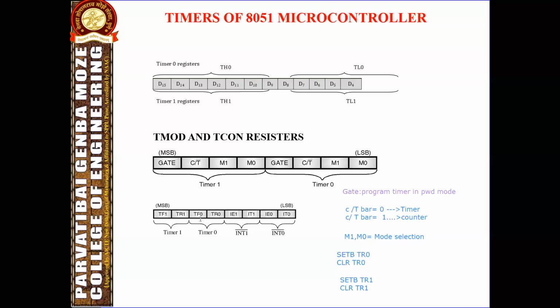Similarly, TF0 is the timer 0 overflow flag, set by hardware on timer counter overflow and cleared by hardware when the processor vectors to the interrupt routine. TR0 is the timer 0 run control bit, set or cleared by software to turn the timer and counter on and off.